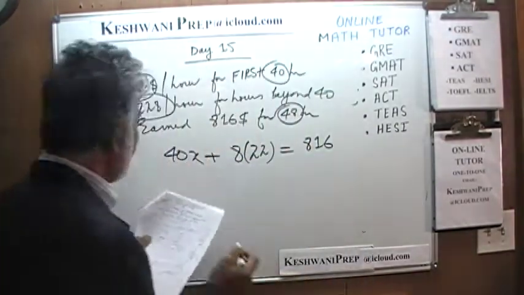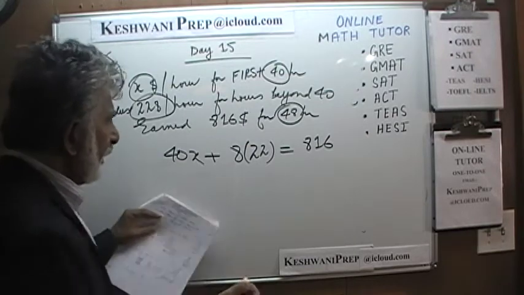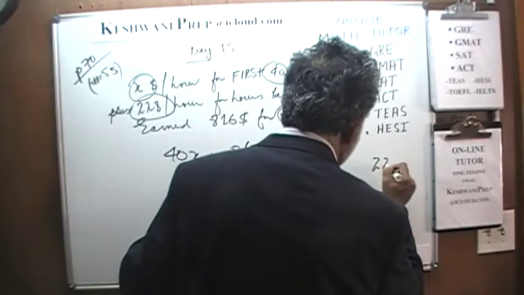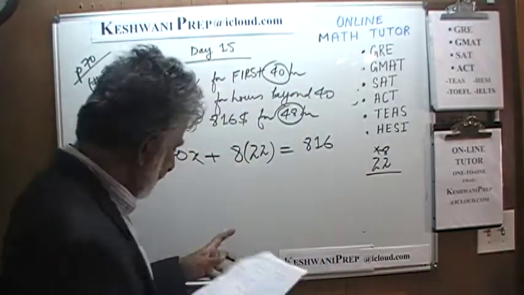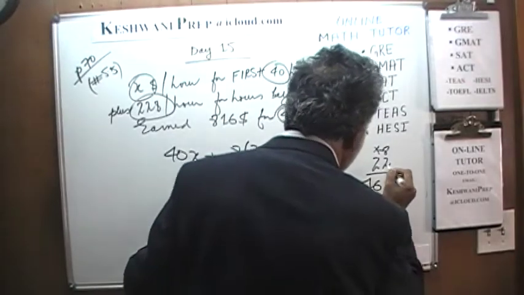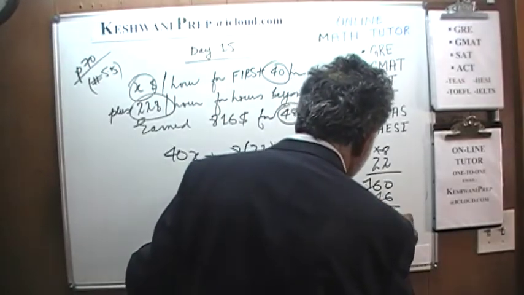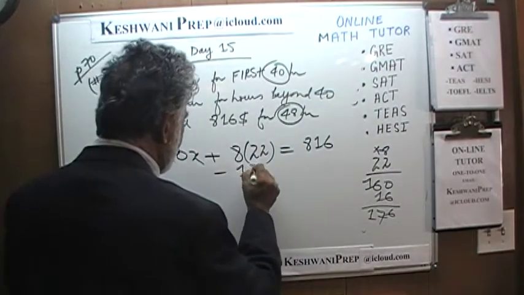We just have to solve for x. Let's find out what 22 times 8 is. Well, we know 20 times 8 is 160. And then 2 more 8s is going to be 16. 176. Let's subtract 176 from both sides.